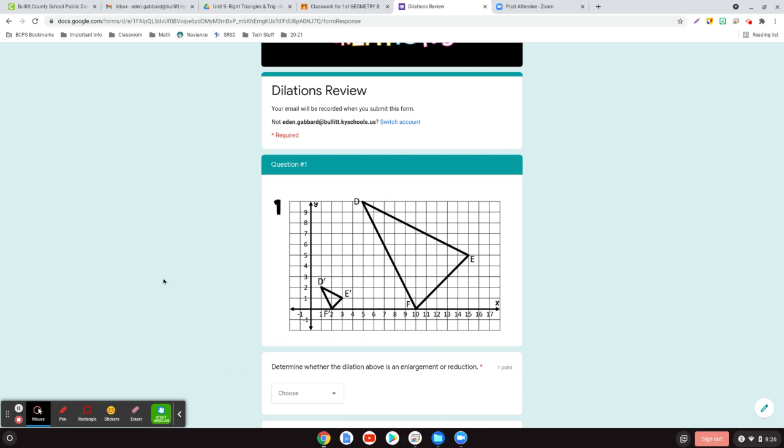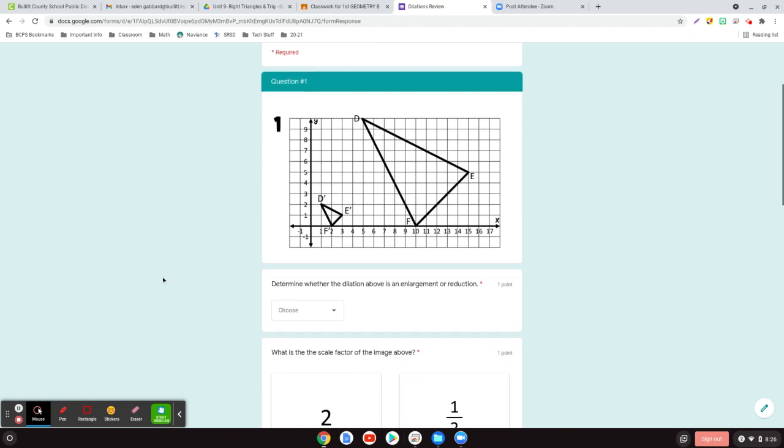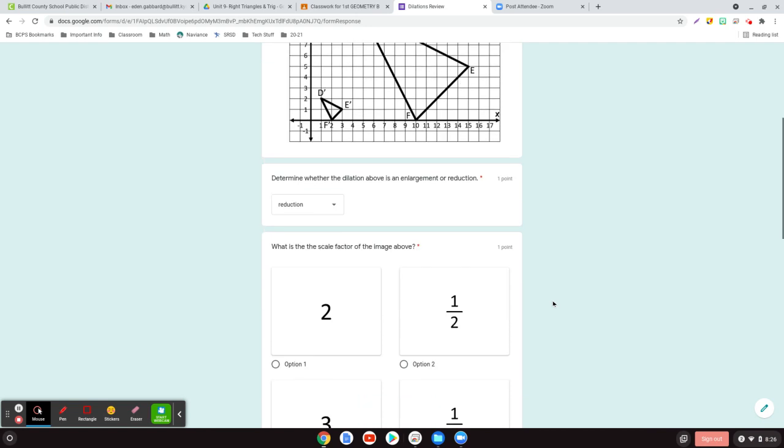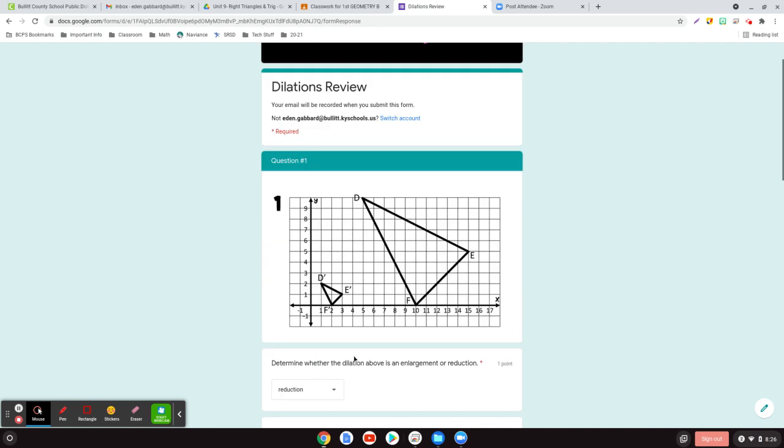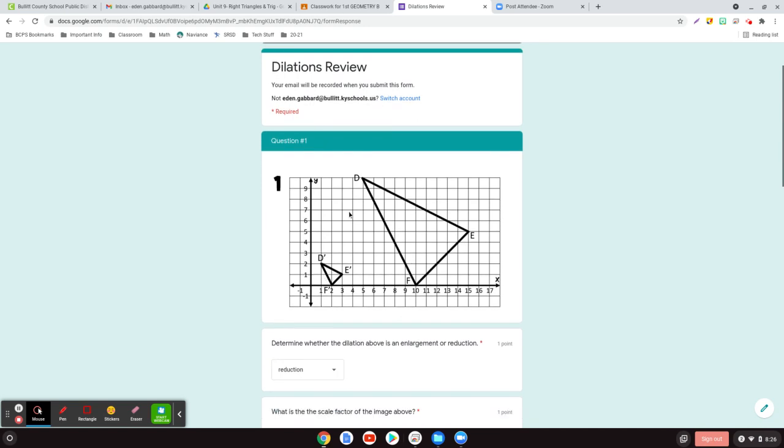So we have D prime, E prime, and F prime. So now that we know which one is our beginning figure and which one is our ending figure, when we go from large to small, that is a reduction. If this was our beginning picture and we went from small to big, that would be an enlargement. So this is a reduction. Now, how do we figure out what is the scale factor? Well, we have to look at our coordinates of our points. On this one, let's use this D point here.